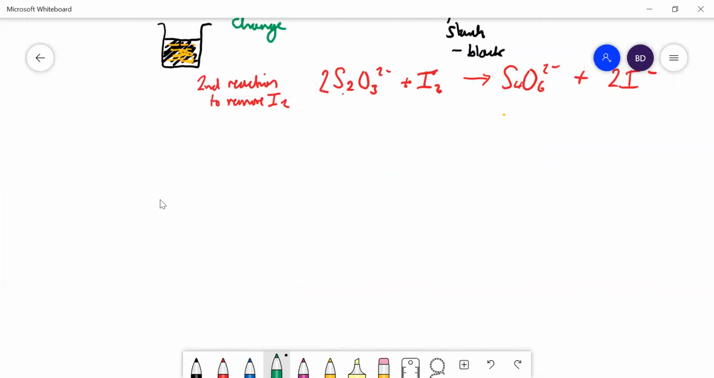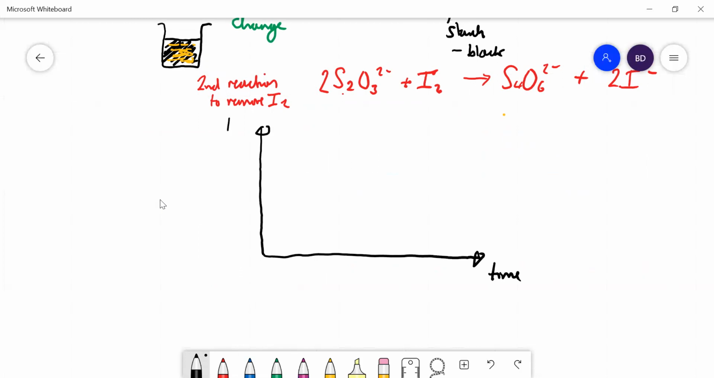Now, what will happen to the concentration of iodine during that reaction? So here we've got time, and here we've got the amount of iodine produced, or the concentration of iodine. I'll just have the amount of iodine. Right, it's going to go up like that, isn't it? It's going to go up. Okay, and the reaction will slow down towards the end up here because the reagents are running out.